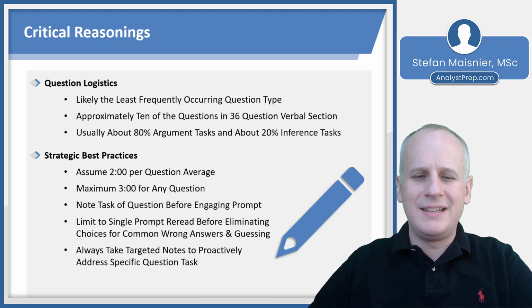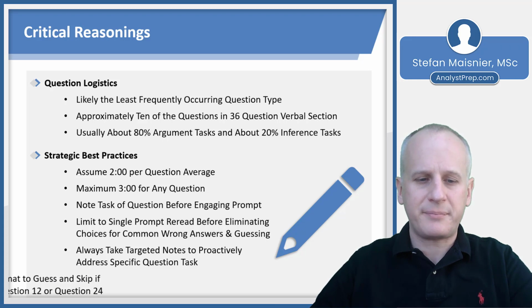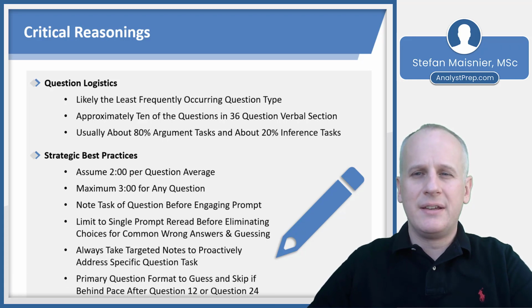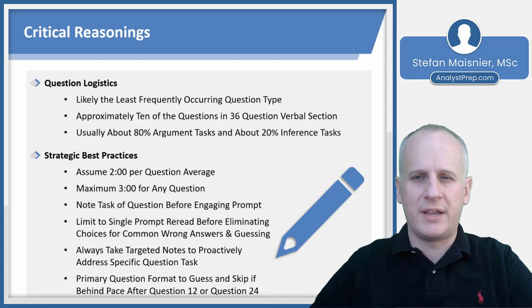You will need to take targeted notes to proactively address whatever the specific question task is, including strengthen tasks, as we will talk about here. But this critical reasoning format is going to be the primary question format to guess and skip if you are behind pace at your checkpoints of question 12 and question 24, basically splitting the exam's verbal section into thirds.